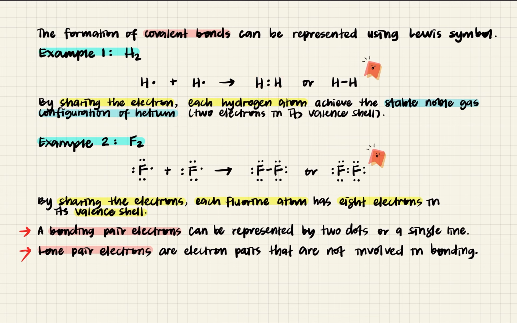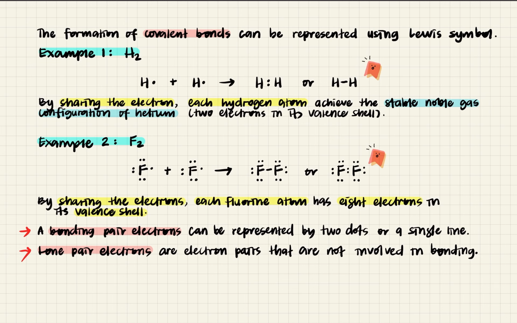So they both have two electrons in its valence shell. Okay, so next we have fluorine molecule, F2 molecule. So your fluorine atoms, they are in group 17, right? So they each need one electron to achieve stable octet electronic configuration.